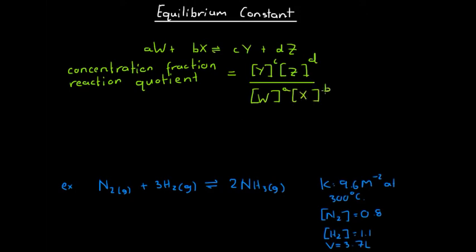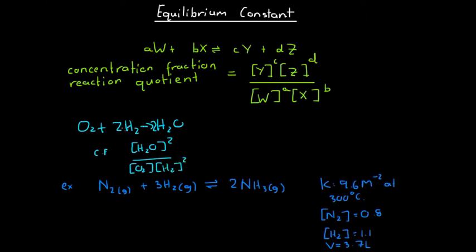So for example, if we had the production of water, so if we had oxygen and hydrogen producing water, then our concentration fraction, or CF, would be, so that should be a 2 there, the concentration of water squared over the concentration of oxygen times the concentration of hydrogen squared. And those squarings are because we've got 2 hydrogens and 2 water molecules. We've got the coefficients of 2 in front of those substances. So that is what our concentration fraction is equal to.